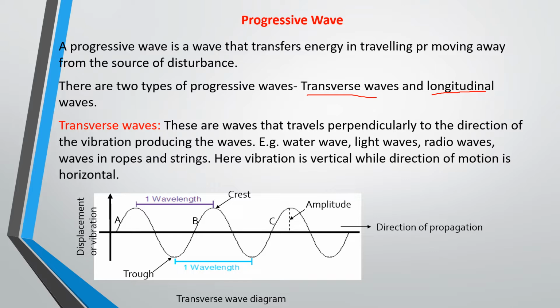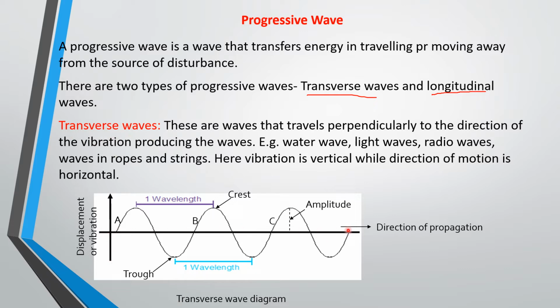So what is a transverse wave? A transverse wave is a wave that travels perpendicularly to the direction of the vibration producing the wave. If you look at this particular wave, this is the direction that is producing the wave, then this is the direction of travel. So this direction of travel is perpendicular to the direction of the vibration. Any wave that has this characteristic is known as a transverse wave.